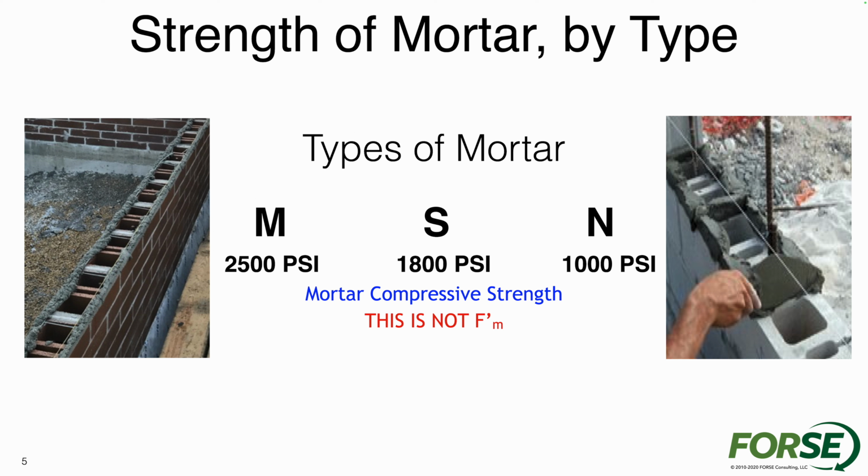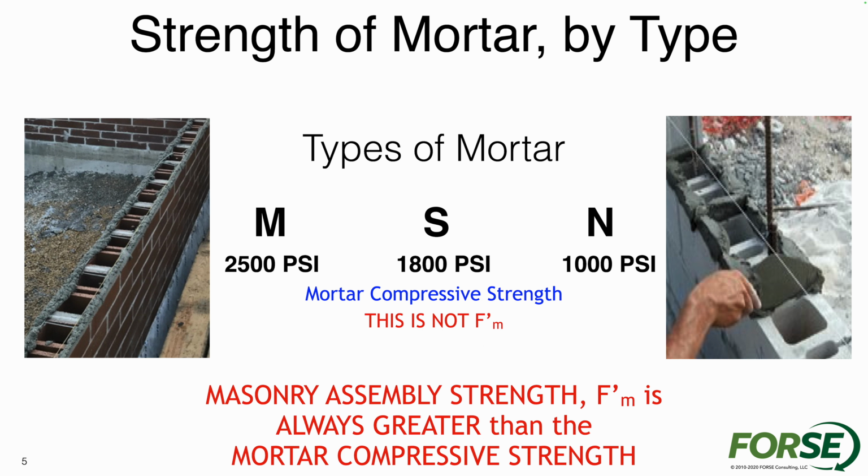Again, this is not the overall assembly strength. This is not f'm. This is just mortar compressive strength properties. The masonry assembly strength f'm is always going to be greater than the mortar compressive strength. There's a couple different reasons for this. One, when we test the mortar, we're testing it in isolated cubes, which is always going to have a higher water to cement ratio, which always yields a lower strength.